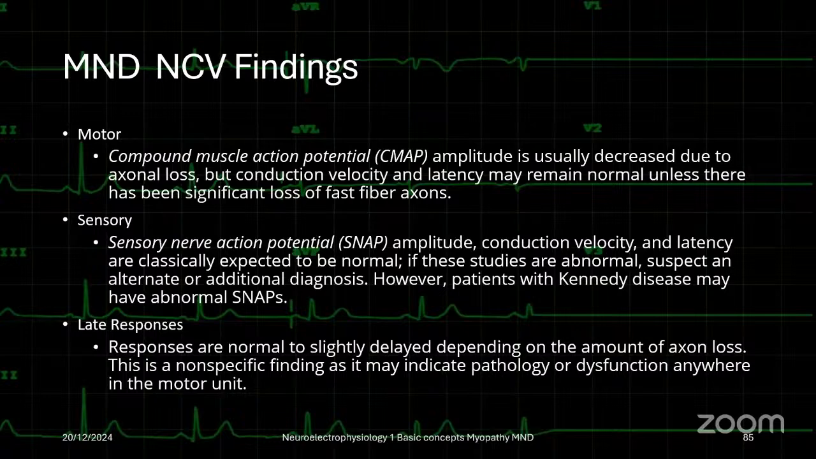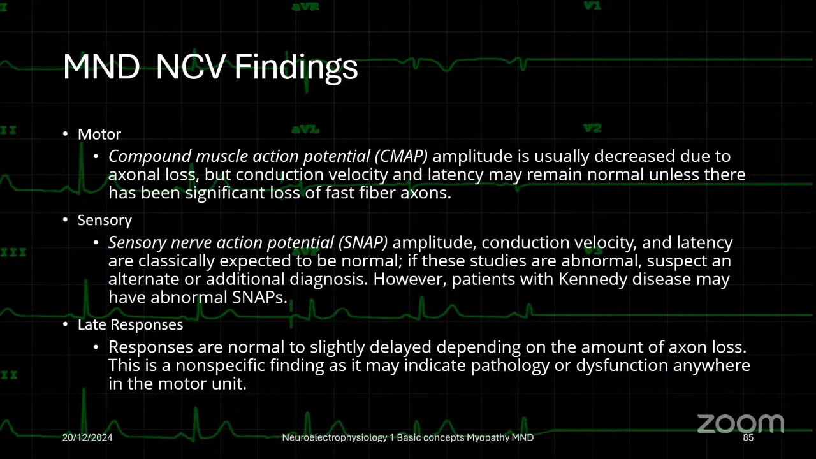CMAPs are usually decreased due to axonal loss, but conduction velocity and latency may remain normal unless there has been significant loss of fast fibers. The SNAP amplitude, conduction velocity, and latency are classically expected to be normal. If these studies are abnormal, suspect an alternate or additional diagnosis. These individuals may develop vitamin deficiencies also. So either an alternate or additional diagnosis should be suspected if SNAPs are abnormal.